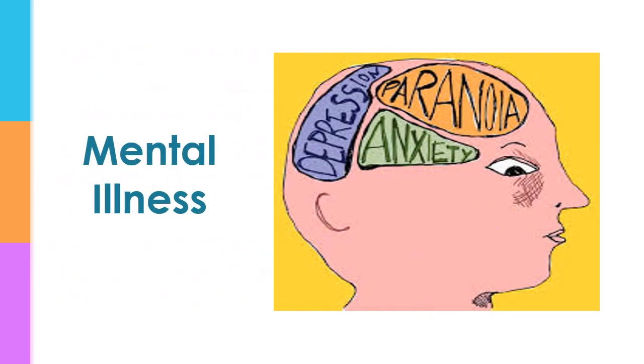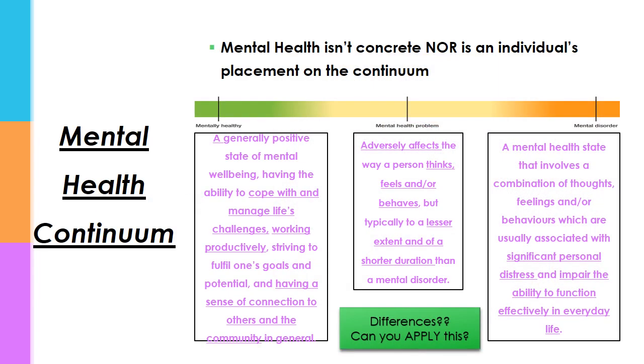And Unit 4, our last area of study 2. Okay, so let's start by looking at the mental health continuum. Just remember that mental health isn't concrete, and neither is an individual's placement on the continuum. So what that means is our mental health might shift over time in different situations. You need to make sure that you know how to differentiate between mental health problem and mental illness, okay?